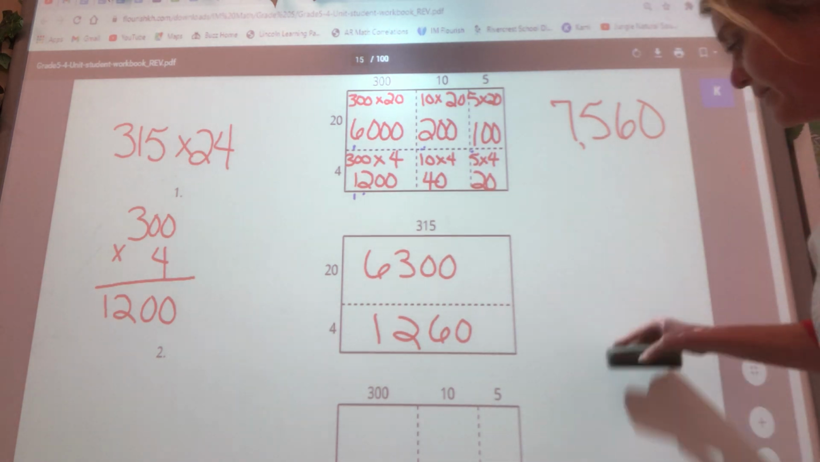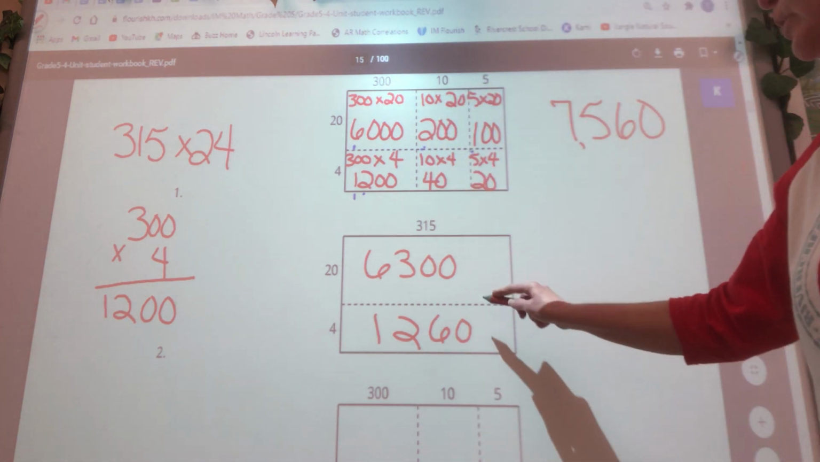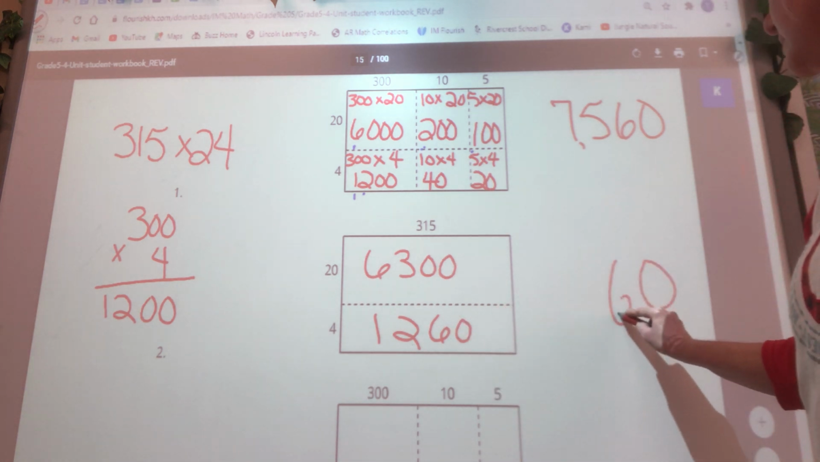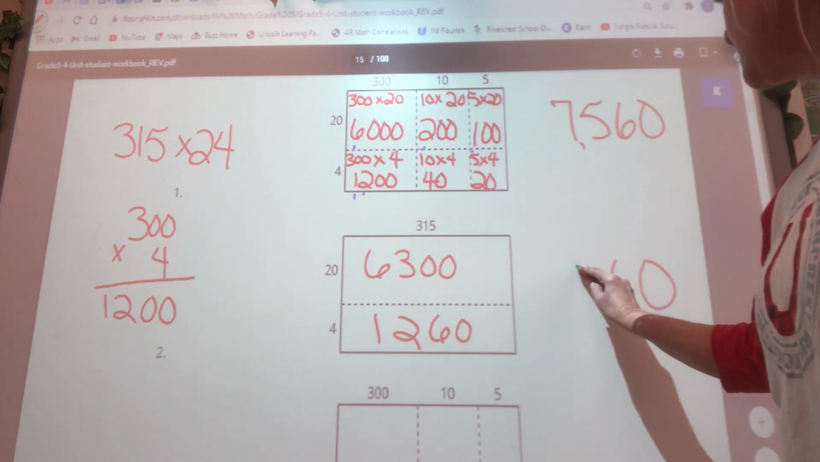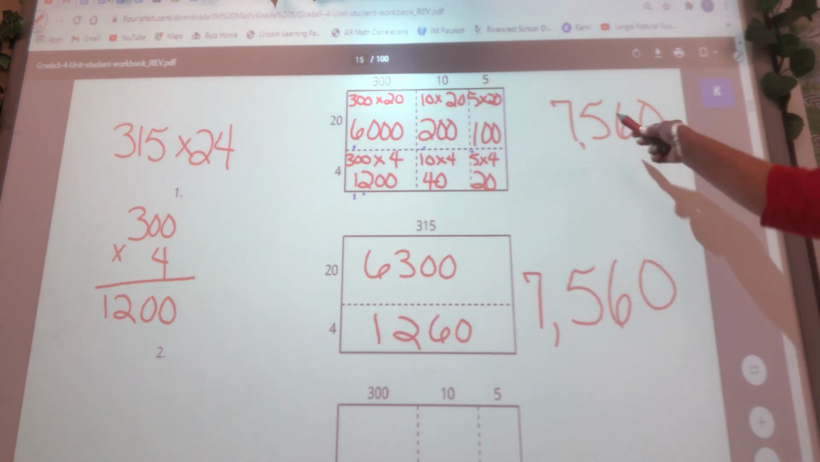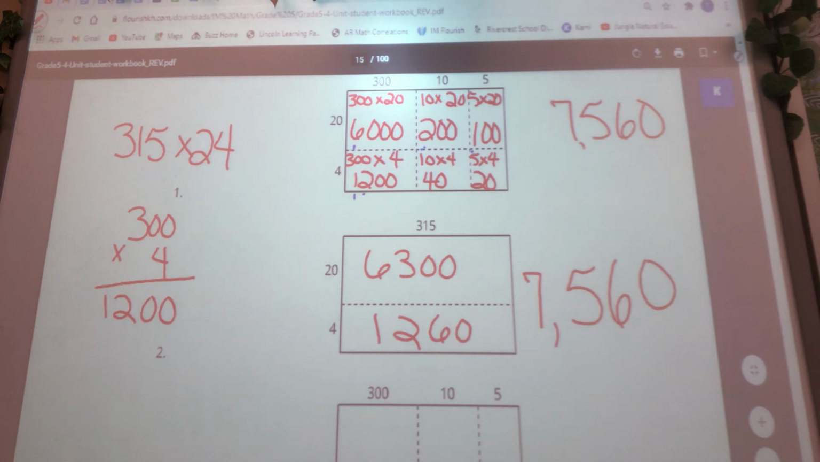So if we add these two together, 0 plus 0 is 0. 0 plus 6 is 6. 3 plus 2 is 5. And 6 plus 1 is 7. So yes, we ended up with the same exact number.